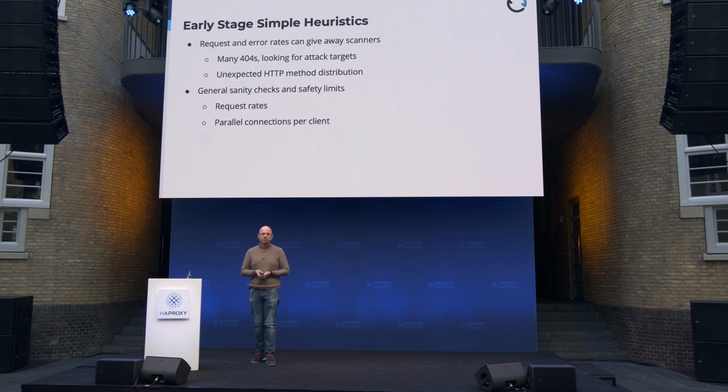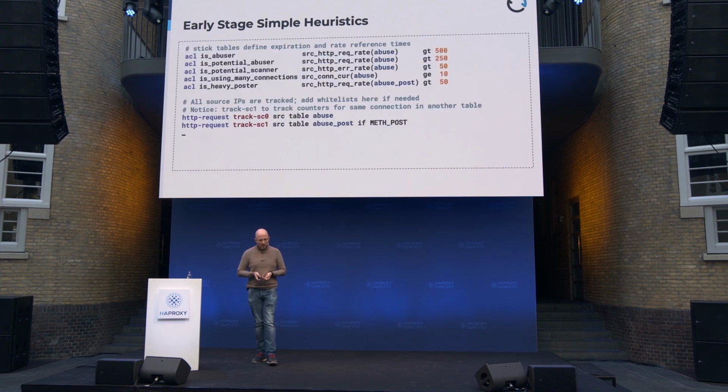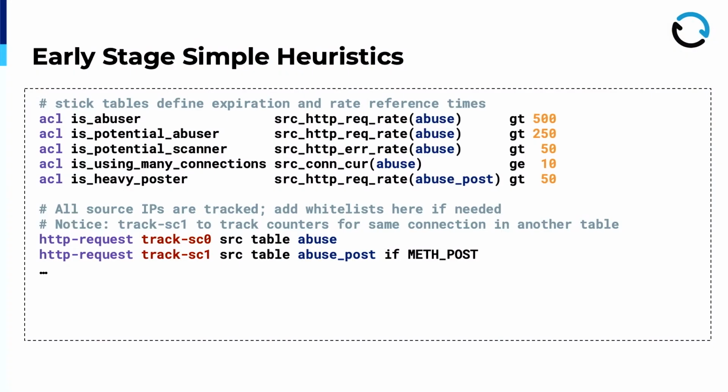Browsers sometimes open, I think 6 is a number that's in the back of my head, to get several resources at once, but anything that goes significantly above that is a sign of trouble. That's an example of how that looks in the configuration again. The stick tables that are mentioned there, abuse and abuse post, are not on the slide, but they just define the time range that we calculate these statistics for.